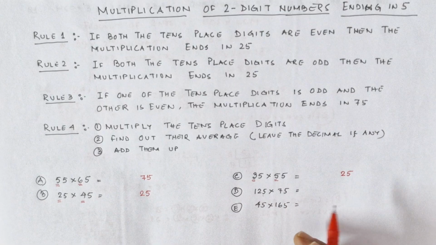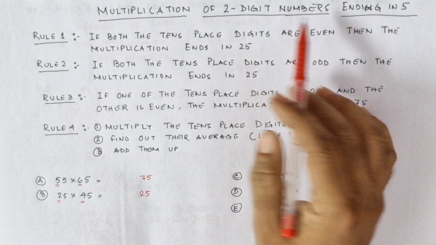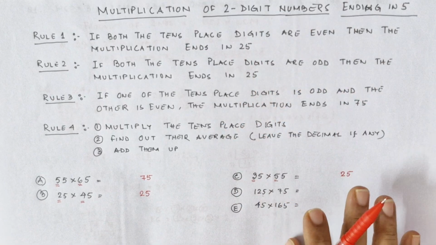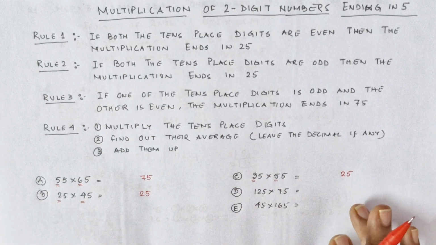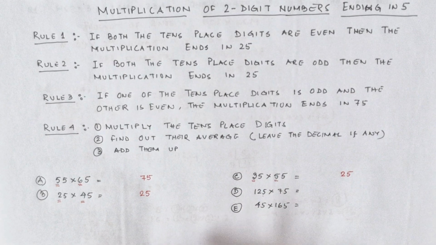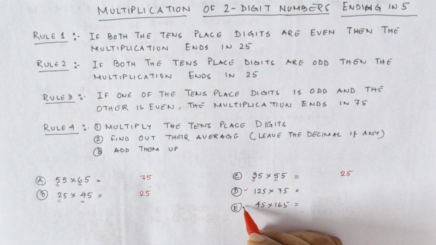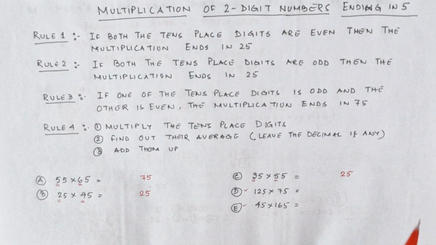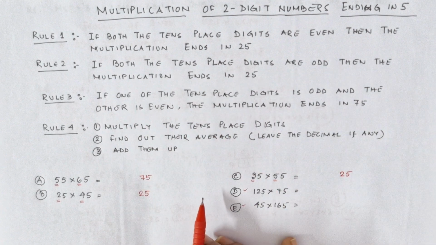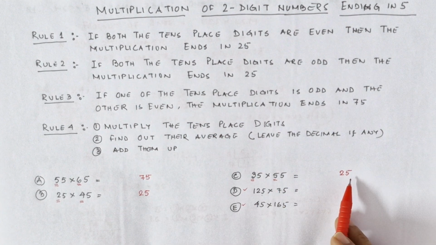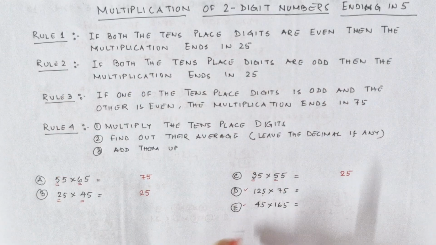You might ask me, but you said you will be multiplying two-digit numbers. We'll come to that one by one. Let's first of all solve the multiplication of two-digit numbers ending in 5. Then we'll move on to these special sections. So we'll write 75 here. Why? We have seen in rule 3. And 25 and 25 here and here. Why? We have seen in rule 1 and rule 2.